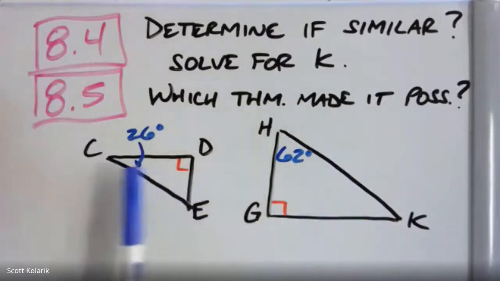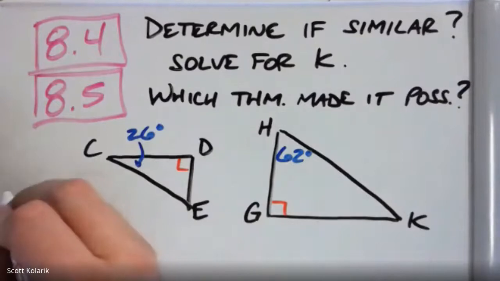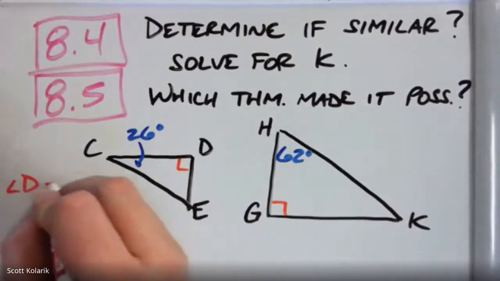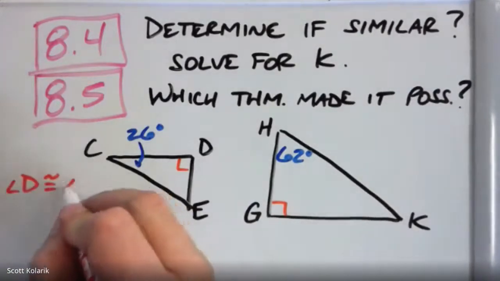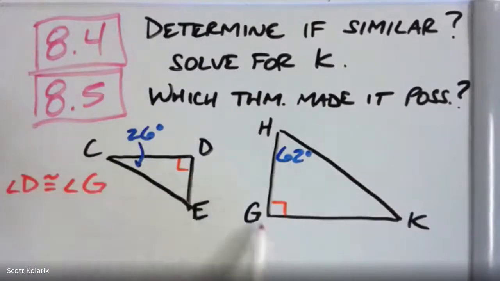Now, I am given information about two of the angles in both, but they might not necessarily be the same two corresponding angles. So let's start with the more obvious piece here. First off, that angle D is in fact congruent to angle G. Angle D and angle G are both right angles, therefore they're congruent. They're both equal to 90 degrees. So one of the two angles, check. Okay, again, still possible that they are similar, still possible they are not.